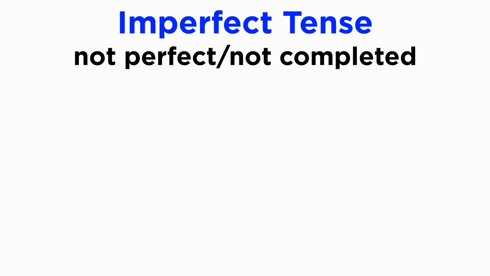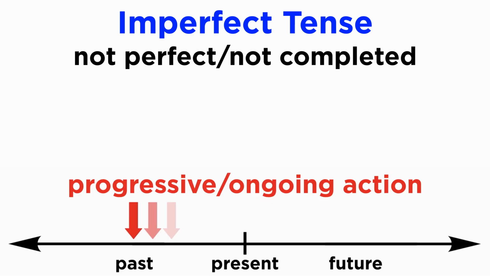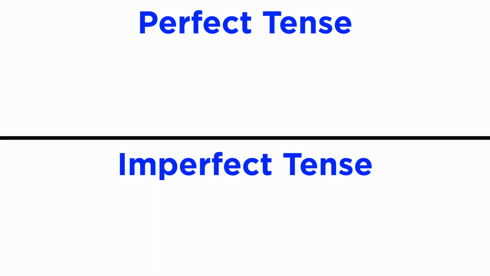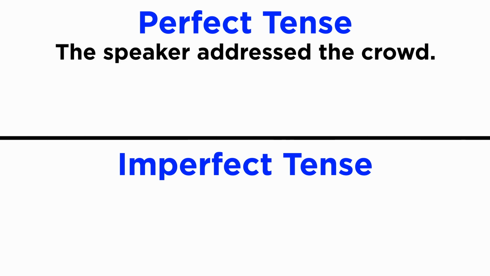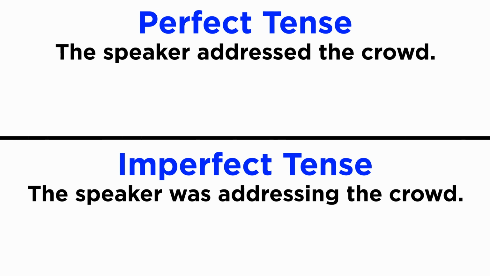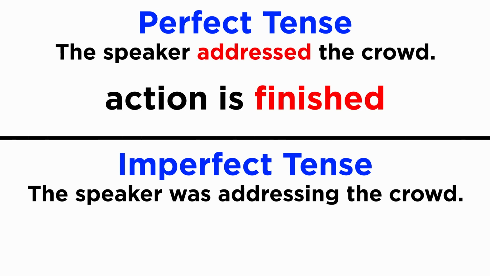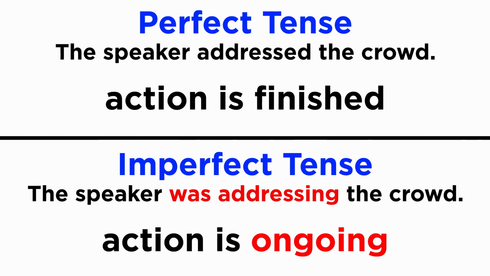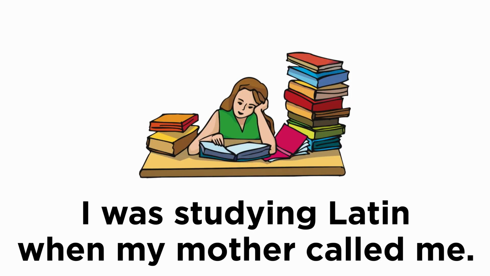But the imperfect, as the name tells us, refers to the action as being not perfect, or not thoroughly completed. So although the action is certainly in the past, rather than being finished, we would regard it as progressive or ongoing in the past, perhaps customary or repeated. Let's see some examples where we compare the two. The speaker addressed the crowd versus the speaker was addressing the crowd. In the first one, the speaker has finished the speech and is probably quiet now. In the second one, the speaker is described addressing the crowd for a certain period of time. It's an ongoing action.